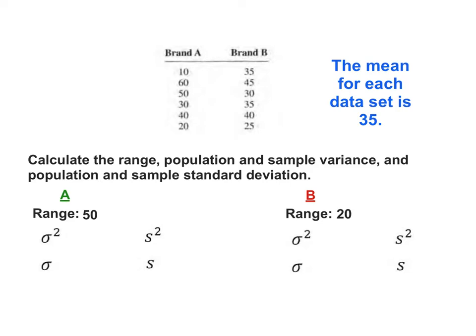On that next screen, after you hit enter for 1 variable statistics, you have to make sure that it's going to do the calculation from the list that you need it to. So let's worry about brand A right now. In all likelihood, the very first line says list. Make sure it says L1.